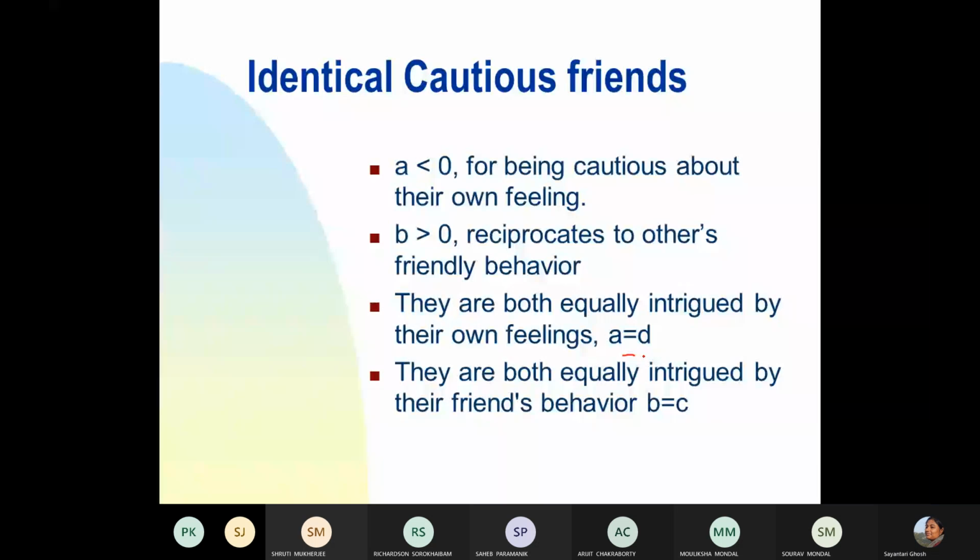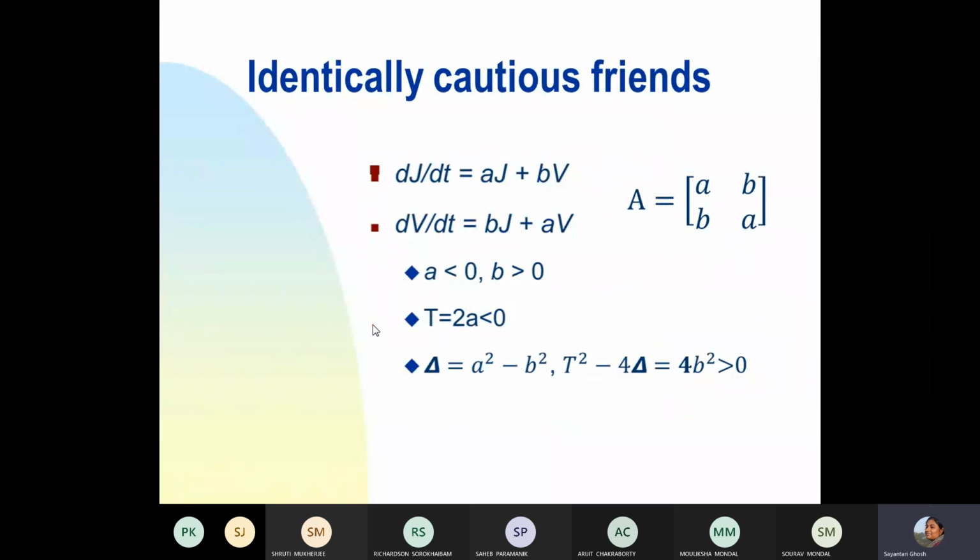We will start with one real life problem and try to write down the equations for that problem. We'll solve that problem mathematically and come back and try to interpret the results for this particular system of identically cautious friends. The question we are trying to address is what is the fate of the friendship. This is just an example problem for you.